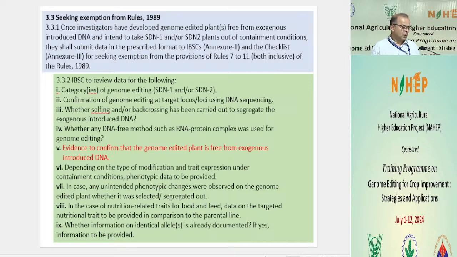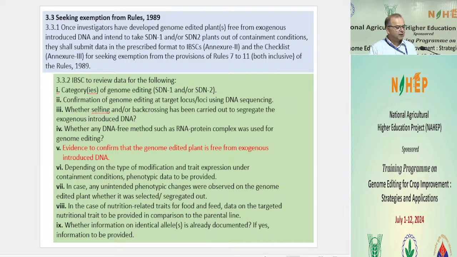That is again very clearly mentioned, how you can prove whether your plant is free from exogenous DNA or not. I will come into that, but before that, depending on the type of modification and trait expression under containment condition, phenotypic data is to be recorded and provided. Phenotypic data: how is the yield, how is the growth of the plant, branching, length, everything, whether they resemble the normal plant or a new, altogether different plant type has come up. So all those phenotypic data have to be recorded.